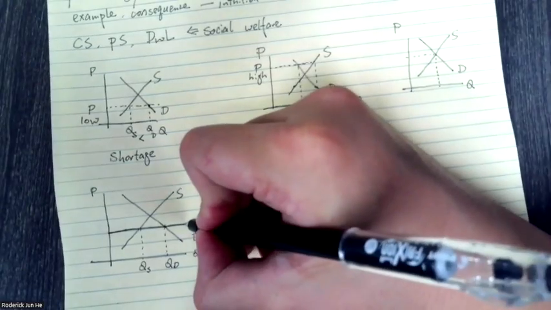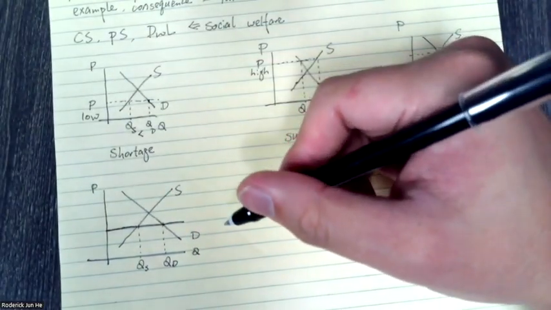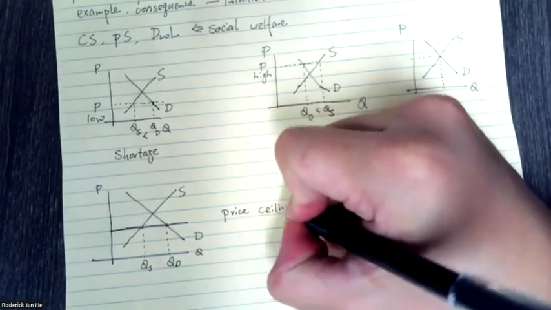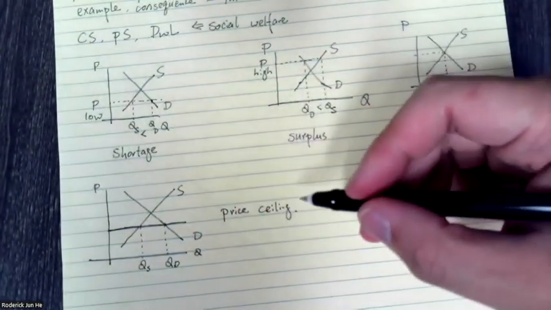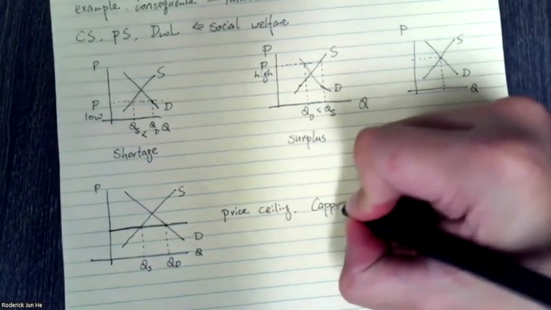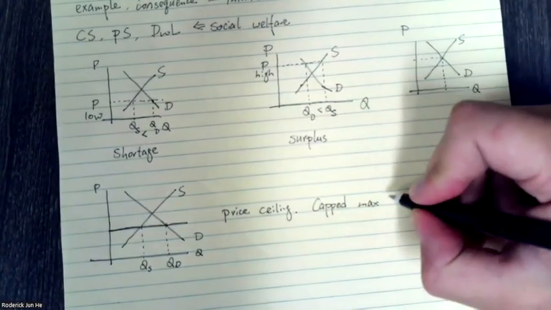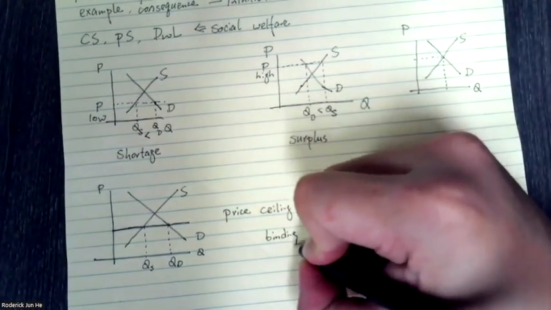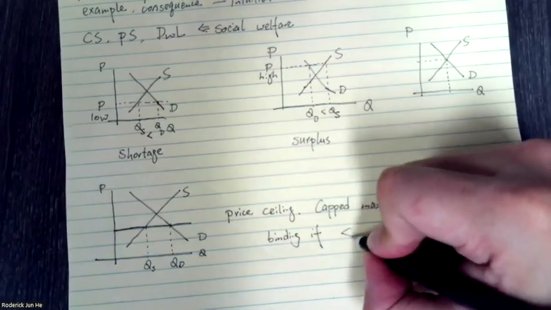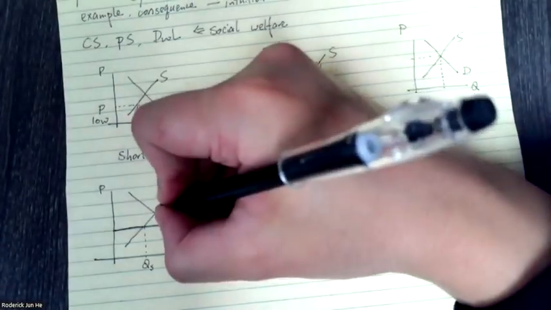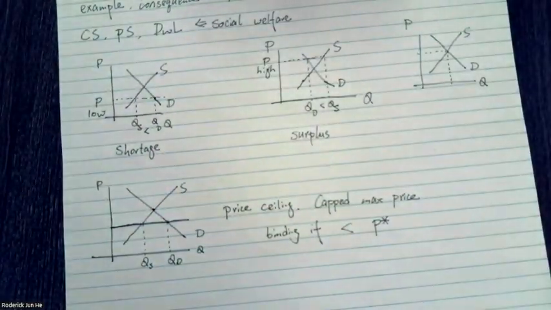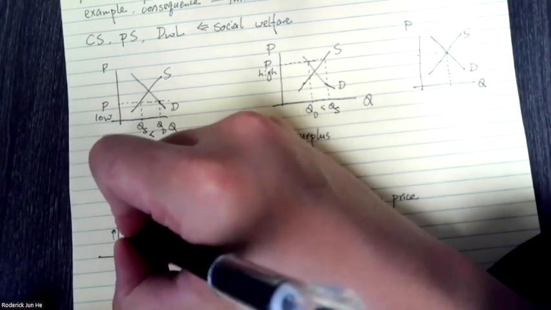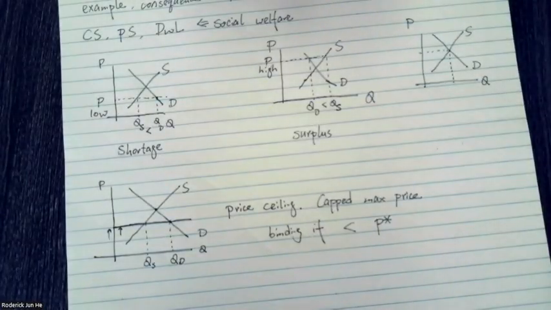Here the answer is it should be a price ceiling. Price ceiling means it is the capped maximum price. And it would only be binding if it is lower than the equilibrium price, which is the intersection point here. So the price can only go up to this high, up to here. That makes sense? All right.